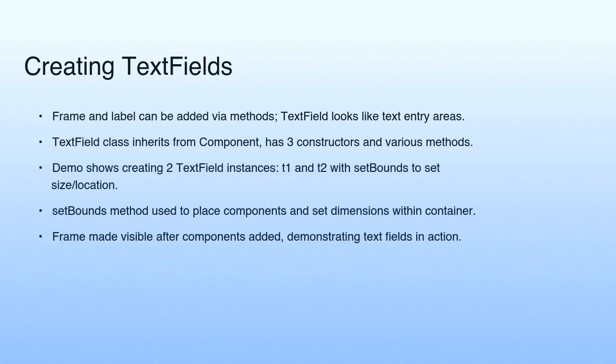Similarly, a text field appears like a text entry area. The TextField class inherits from the component class, has three constructors, and various methods. A demo shows creating two text field instances, T1 and T2, and setting their size and location using the setBounds method. This method is used to place components and set their dimensions within a container. After adding the components, the frame is made visible, demonstrating the text fields in action.